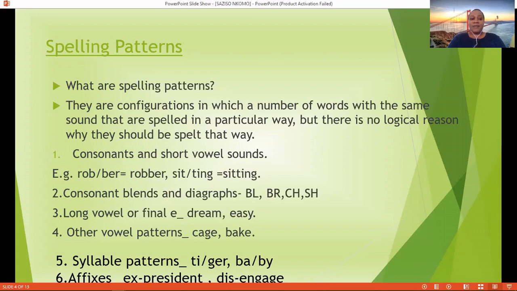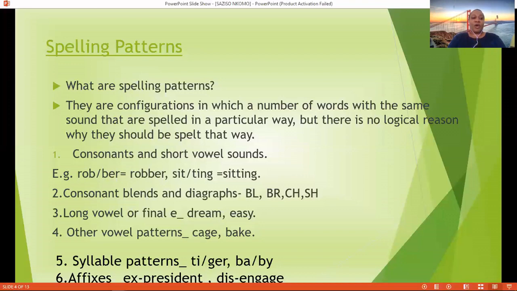Right, the first pattern has to do with consonants and short vowels. For example, the word robber. It has consonants, the consonant R and our vowel sound E, which is a short vowel sound, robber. And we have another example, sitting. We have the consonant sound S and the short vowel sound I. Sit, sitting.